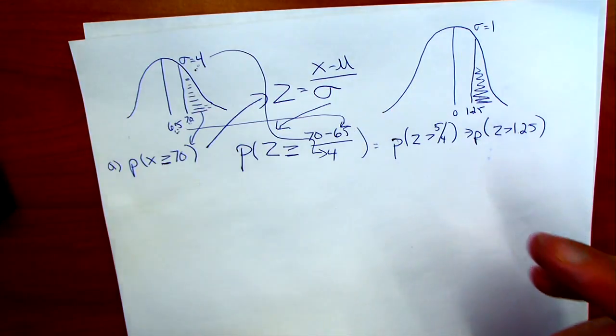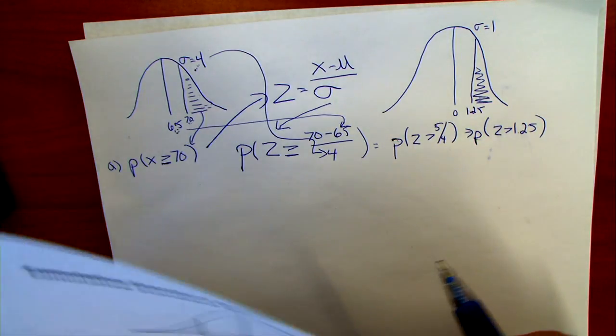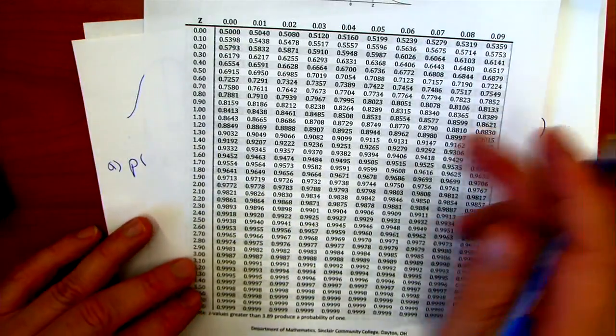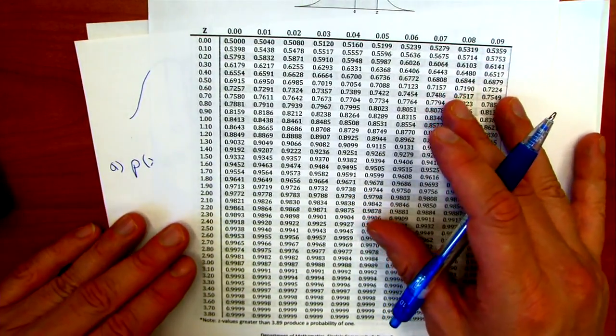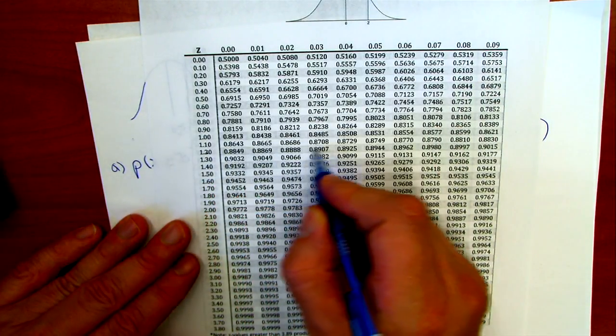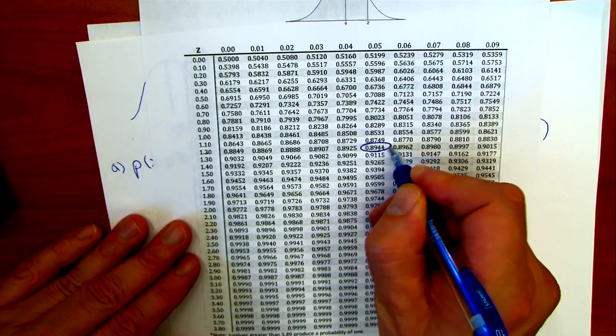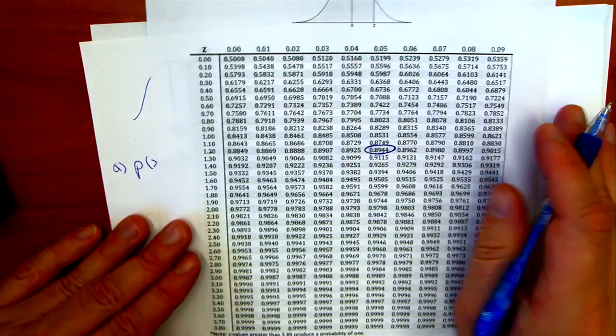How's that? Well, we have a table, which you'll be given for the exam. Obviously, you don't have to memorize it. And that table gives us all cumulative probabilities. We're looking up 1.25 here. So here's 1.2. We need to go over to 5. And we get 0.8944. But that's area to the left.